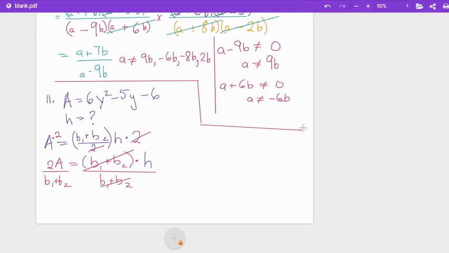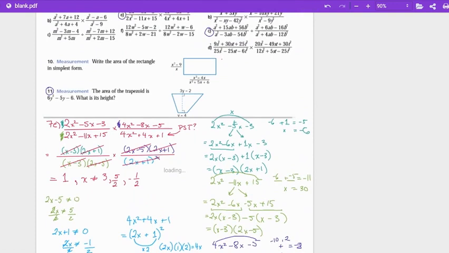Okay, I think I'm going to need more space. So I'm going to take this and move it up. Where do I have more space? Here. Yeah.